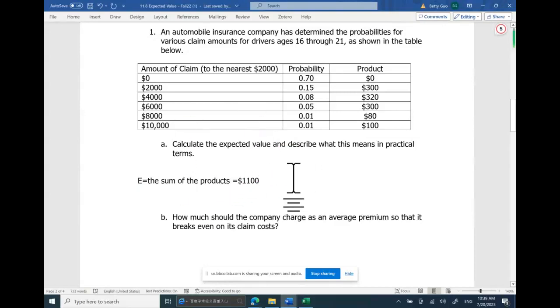That's the expected value. And then let's describe what this means in practical terms. So the company, let's take the perspective of the insurance company. They expect a claim of $1,100 from one customer. From each customer, they expect the customer will claim $1,100 at a certain period of time, maybe a year. Maybe a year sounds reasonable. Does that make sense? On average.